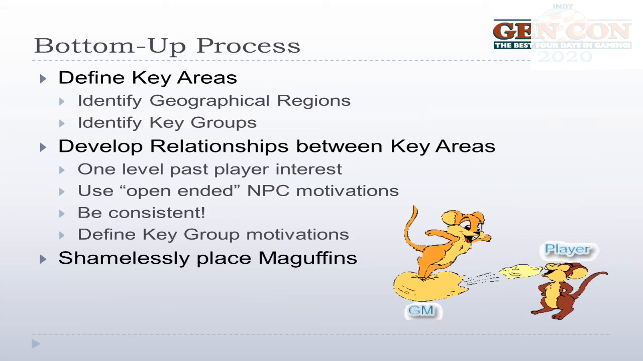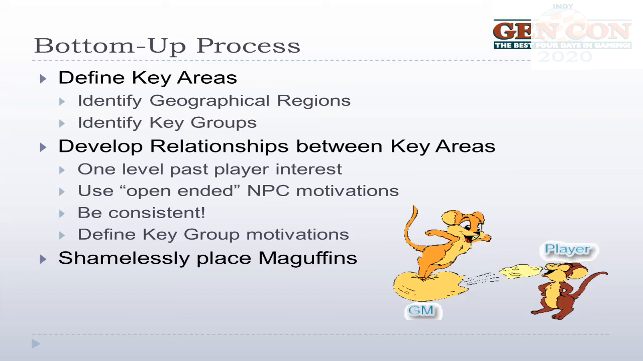And then identify the key groups. Are there orcs? I don't know. Maybe. Are there lawful religions, or are there no religions? Is it a shamanistic society? I don't know. But that's what you have to come up with when you do this bottom-up process.